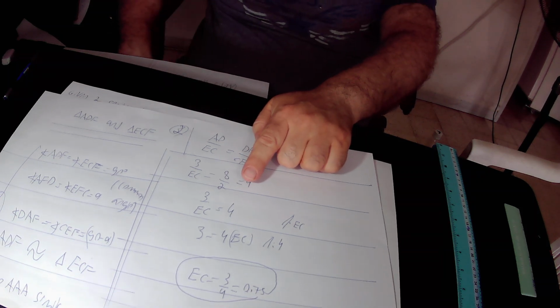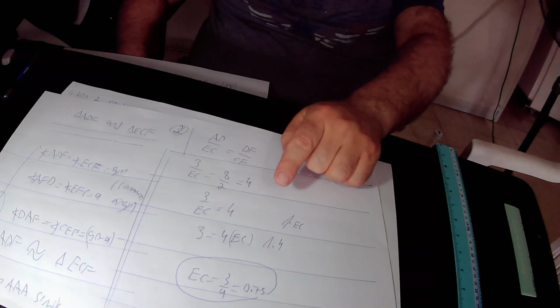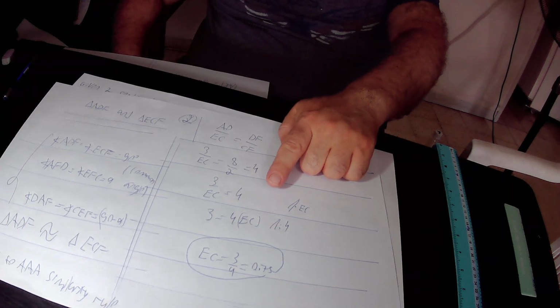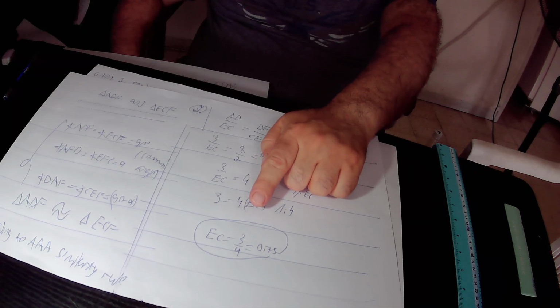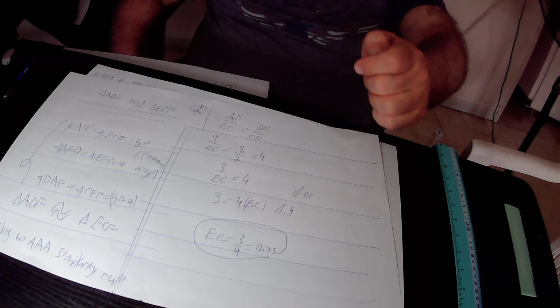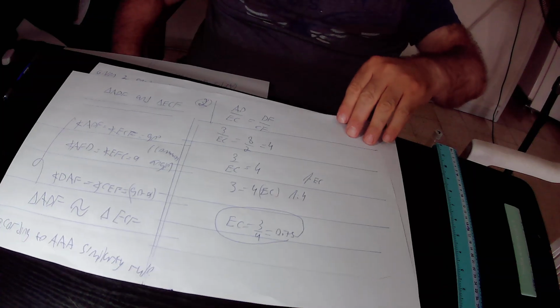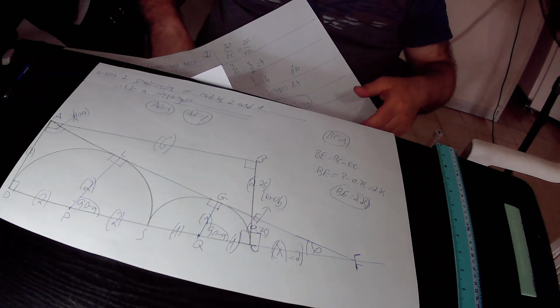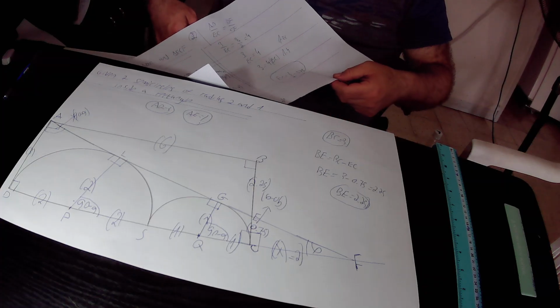Here we multiply this equation by EC and find that 3 equals 4 times EC. Here we divide this equation by 4 and finally find that the missing side EC equals 3/4 or 0.75. This is the missing side EC, which equals 3/4 or 0.75.